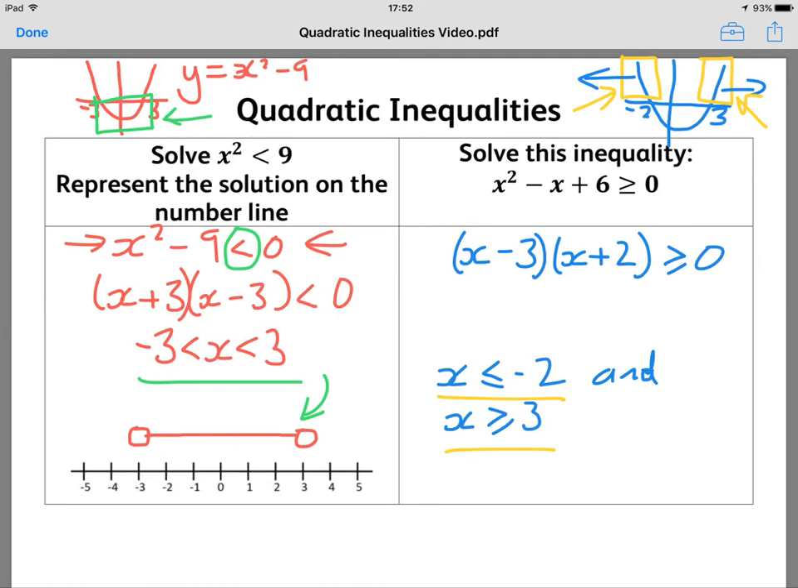It is exactly like solving quadratic equations by factorising, only you've got the inequality sign to deal with.